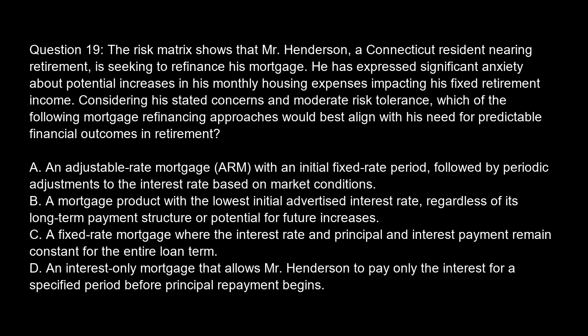Option A, an adjustable rate mortgage (ARM) with an initial fixed rate period, followed by periodic adjustments to the interest rate based on market conditions. Option B, a mortgage product with the lowest initial advertised interest rate, regardless of its long-term payment structure or potential for future increases. Option C, a fixed-rate mortgage where the interest rate and principal and interest payment remain constant for the entire loan term. Option D, an interest-only mortgage that allows Mr. Henderson to pay only the interest for a specified period before principal repayment begins.